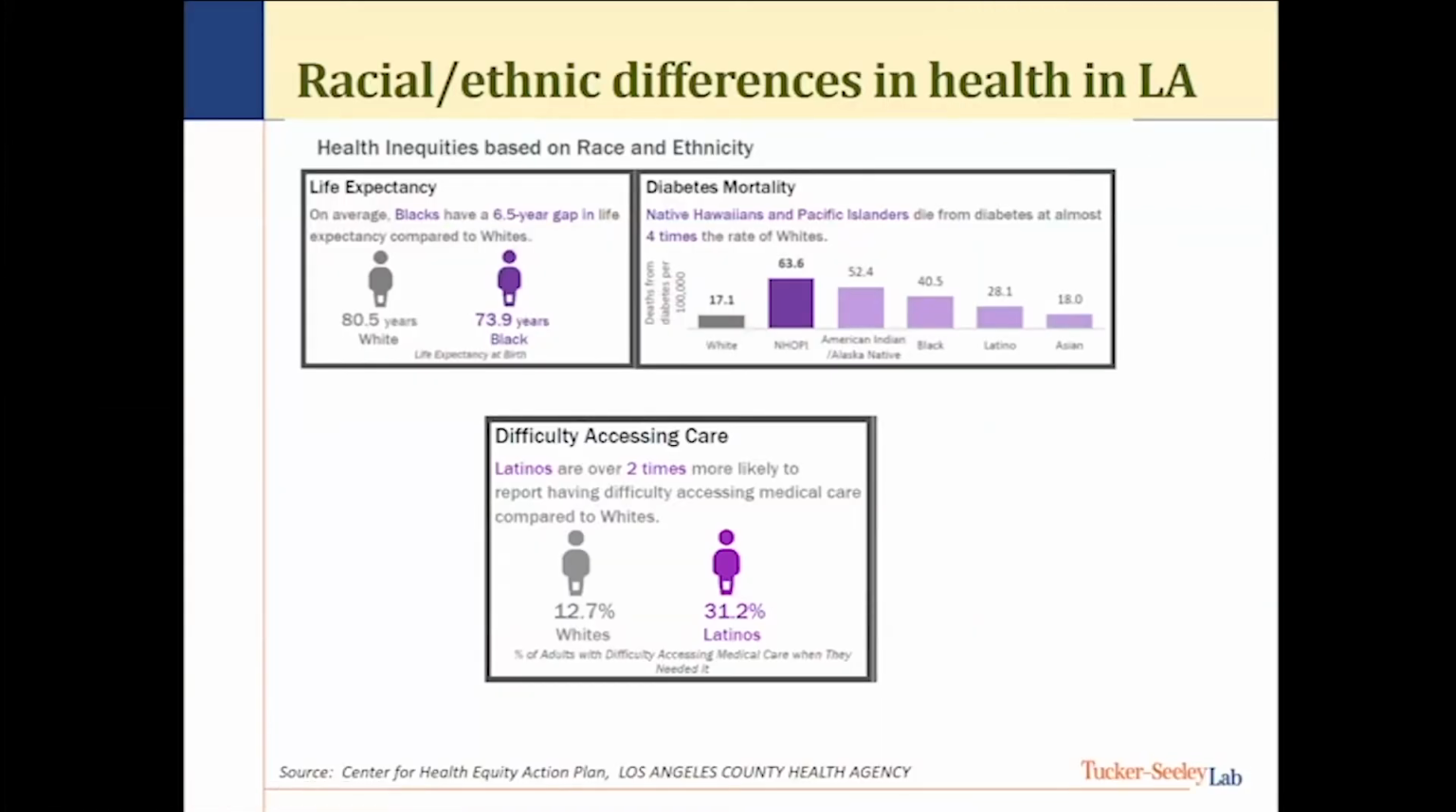So as Mike mentioned, it is well established that racial and ethnic differences exist across many health outcomes. And some examples here locally from Los Angeles, from the Center for Health Equity Action Plan, Los Angeles County Health Agency. Differences across racial and ethnic groups were noted in life expectancy, where Black residents have a 6.5-year gap in life expectancy compared to whites, and diabetes mortality, where across racial and ethnic groups, diabetes mortality is higher compared to their white counterparts, and also in difficulty accessing care, where Latinos are over 2 times more likely to report having difficulty accessing medical care compared to their white counterparts.